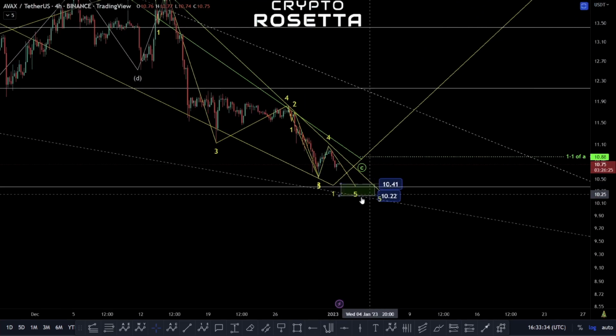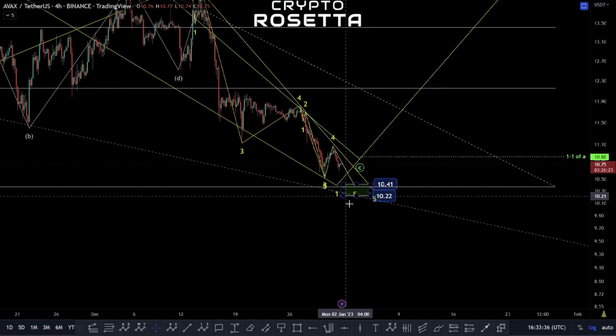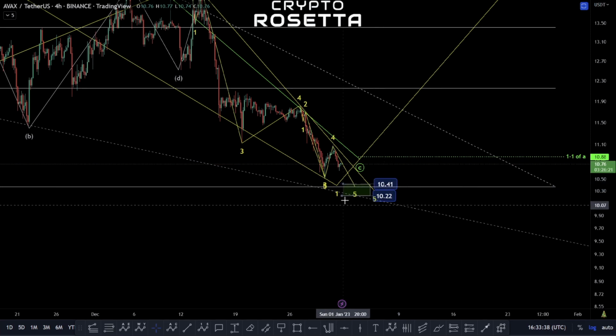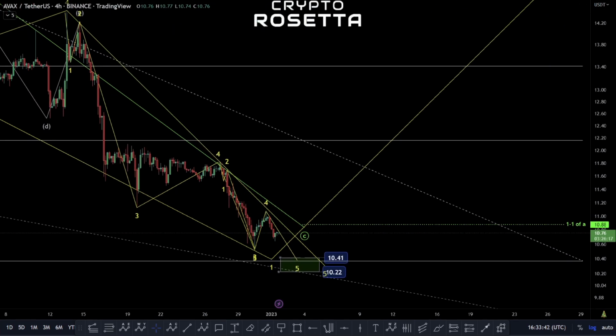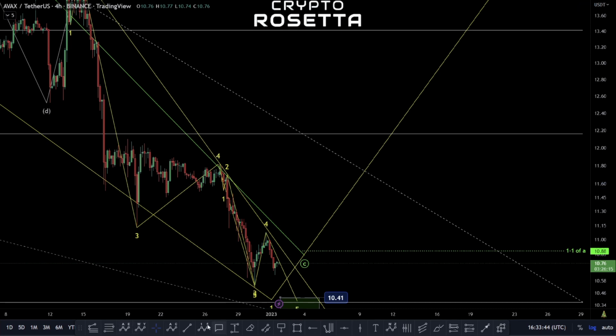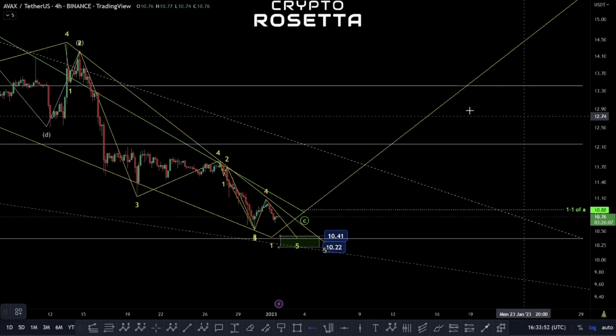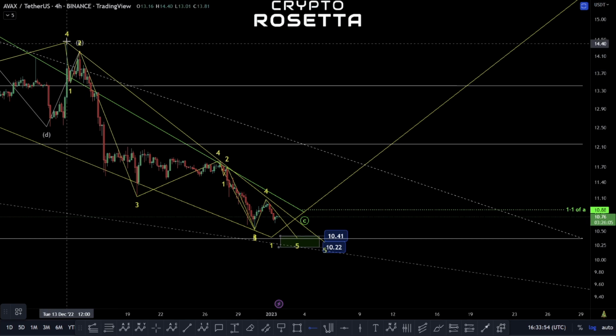So what we'd be looking for is if this does end as a diagonal, and maybe we potentially look to test this trend line again, or move down into this 1022 to 1041 zone, then we'd want to start breaking back above these high points here. And when I say these high points, I mean this area here of 1180, and then the start of this move here at this 1440.